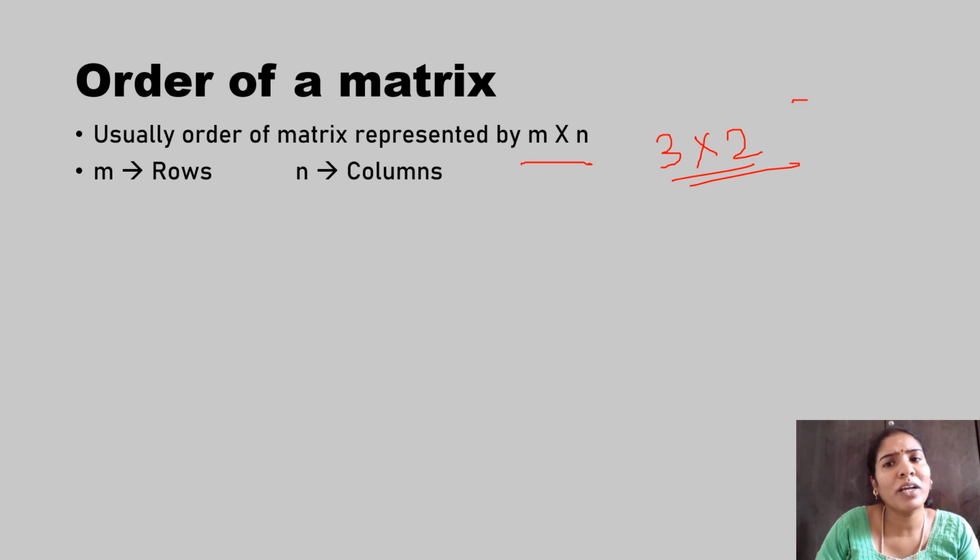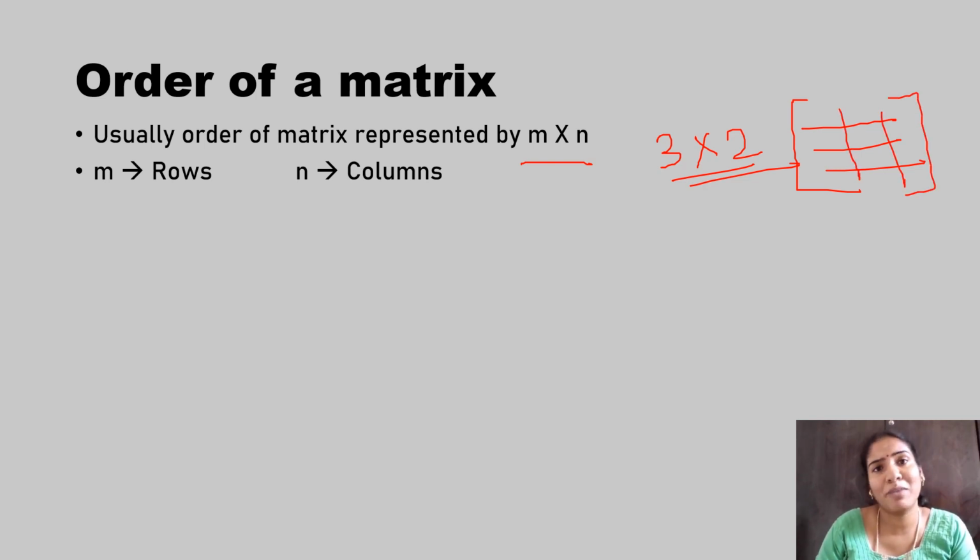Then what about the matrix now? Tell me, it will have 3 rows and 2 columns. So this is how the matrix can be represented.